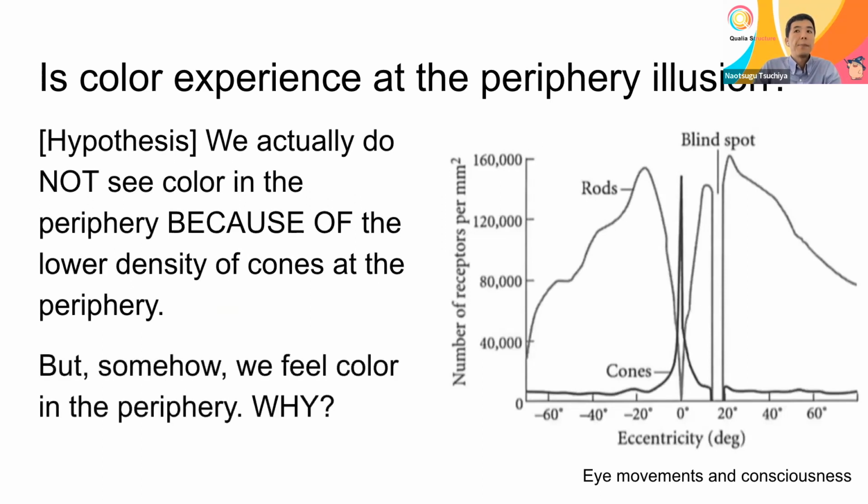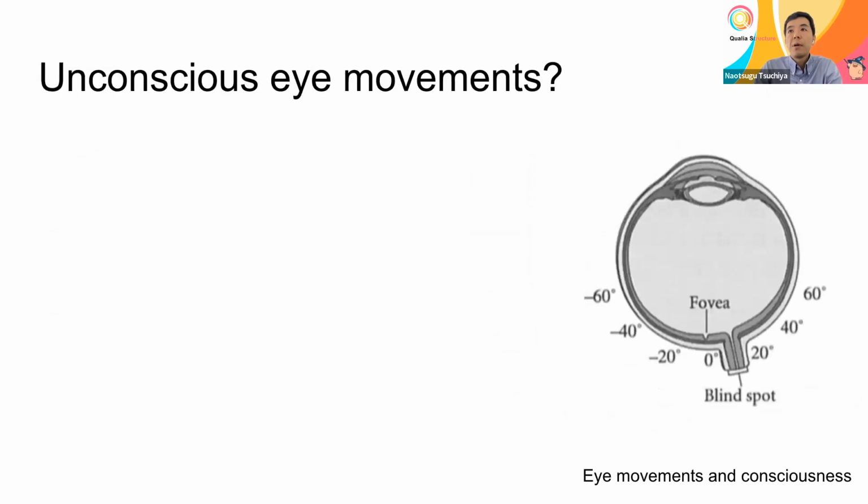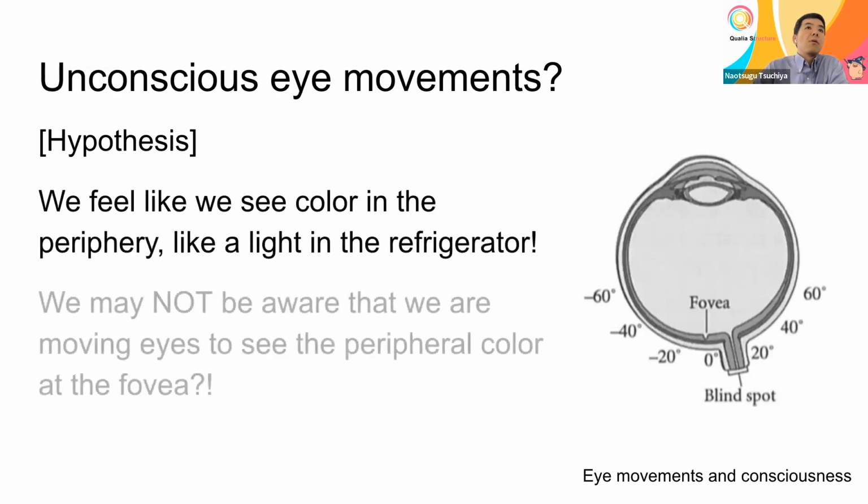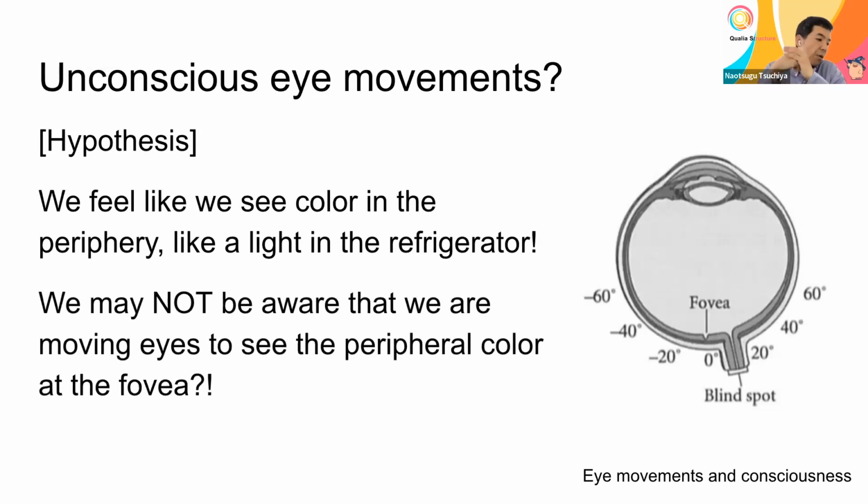So I'll just skip. One possibility among the things these people have claimed is that we feel like we see color in the periphery because we are unconsciously making eye movements a lot. And if that's the case, then it's almost like a refrigerator and its light.